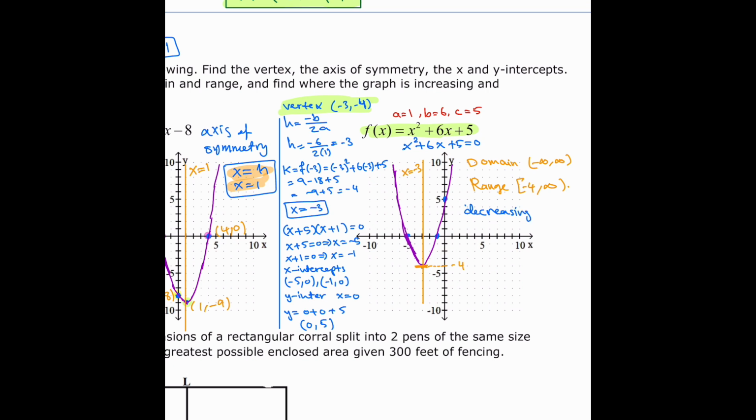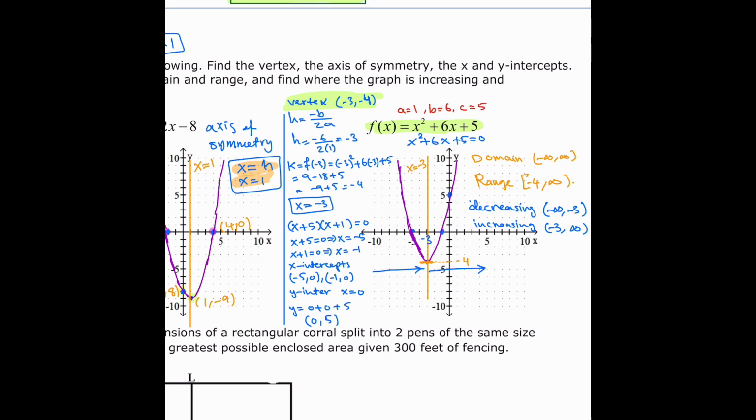It is decreasing on the interval from negative infinity to negative 3, to h. And it is increasing on the interval from negative 3 to positive infinity. So that is how you answer this question. You can label the points, but you don't need to. The most important part is the work has to be done exactly the same way.